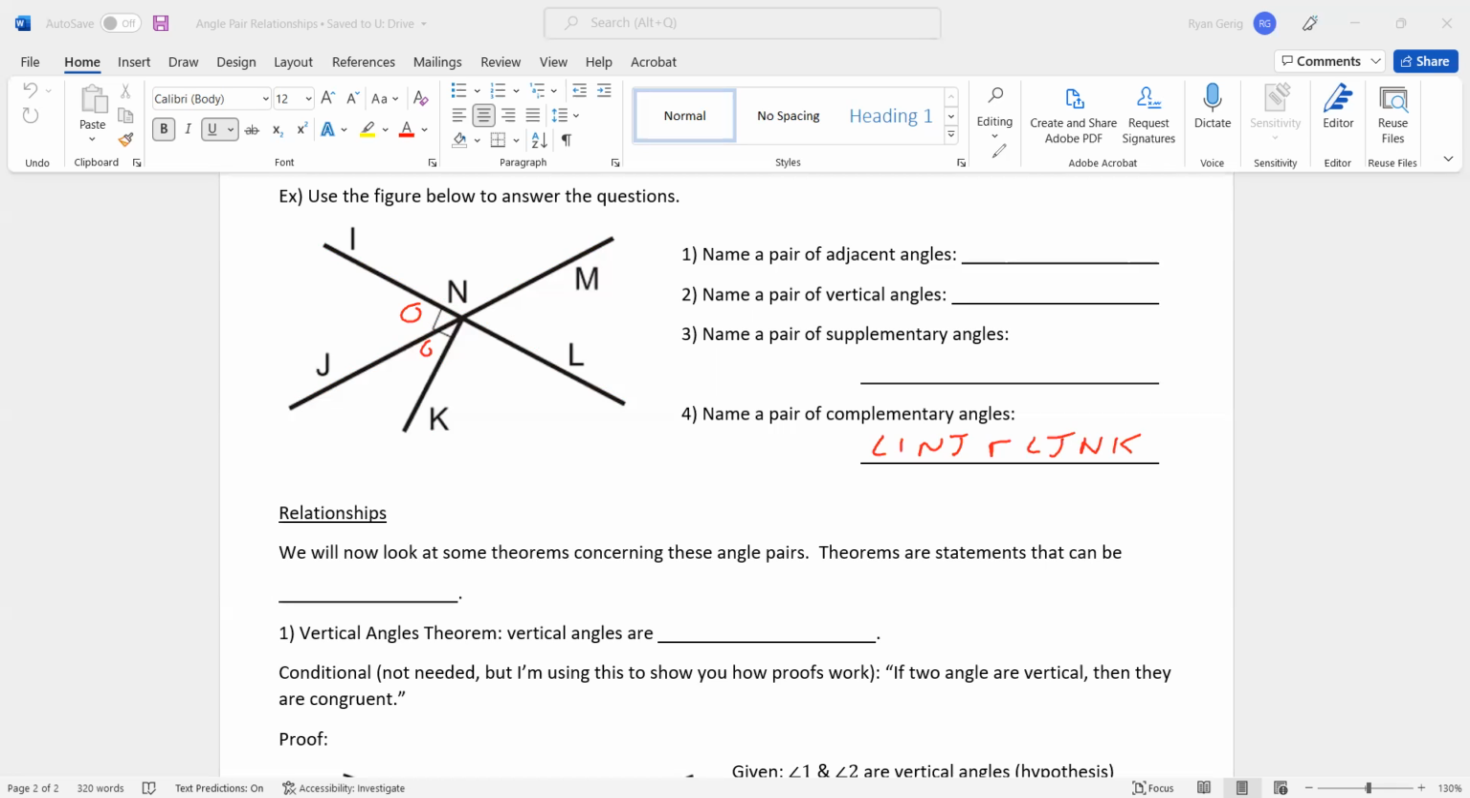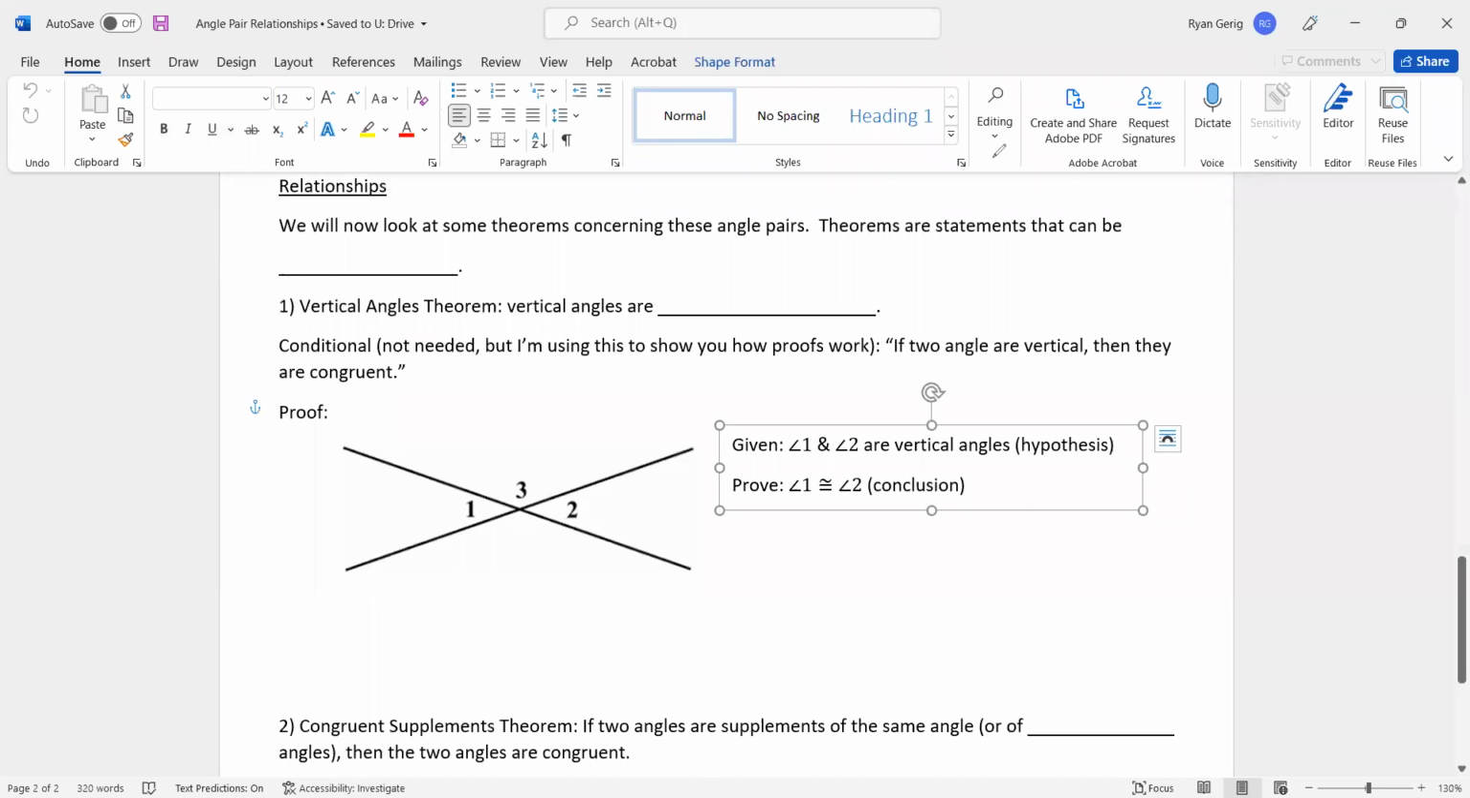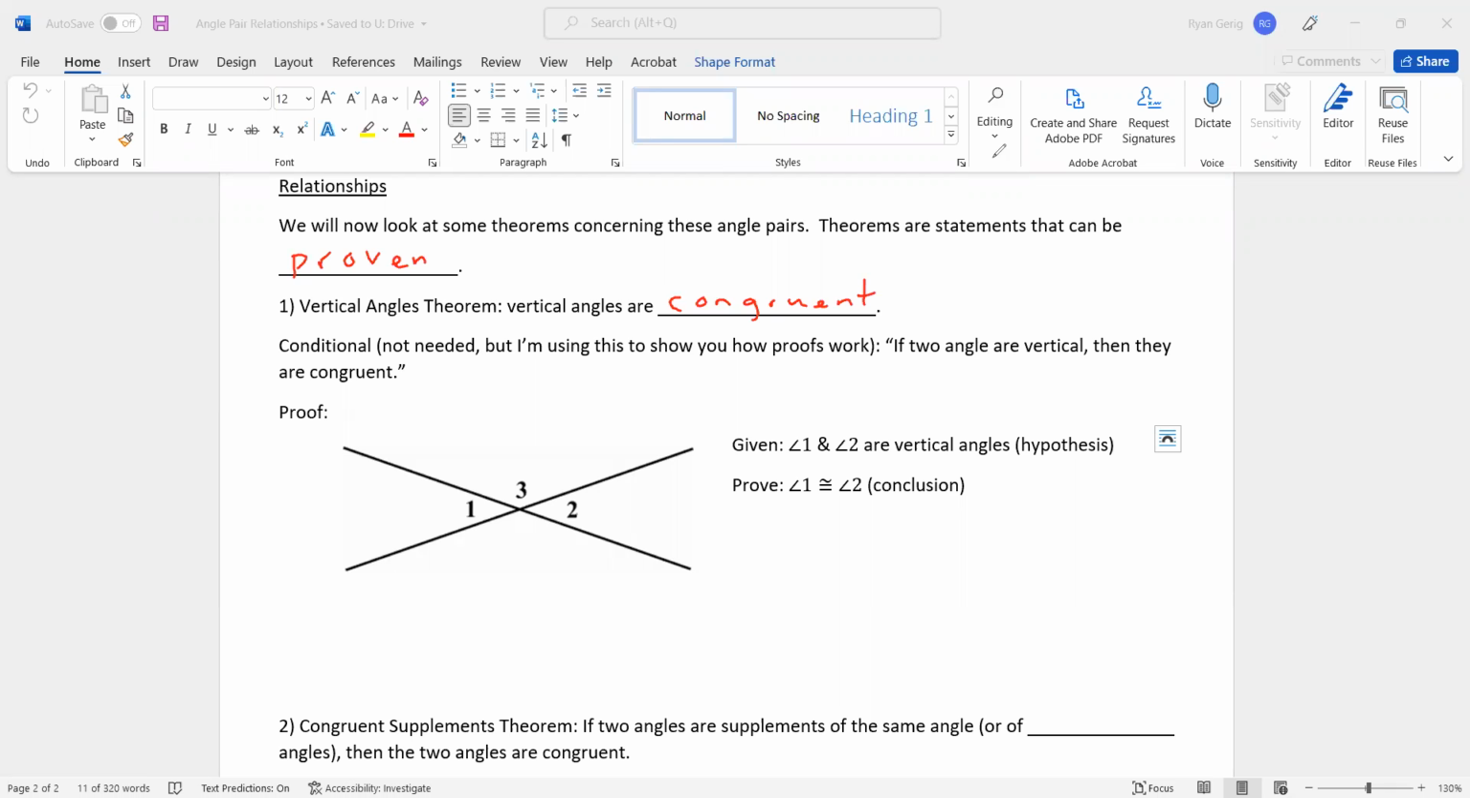Relationships now. I referenced this earlier when I was talking about vertical angles. We're going to get to it. Here we are. We will now look at some theorems concerning these angle pairs. Theorems are statements that can be proven. All right, so the vertical angles theorem says that vertical angles are congruent. Not too difficult to remember. The theorem is vertical angles are congruent.